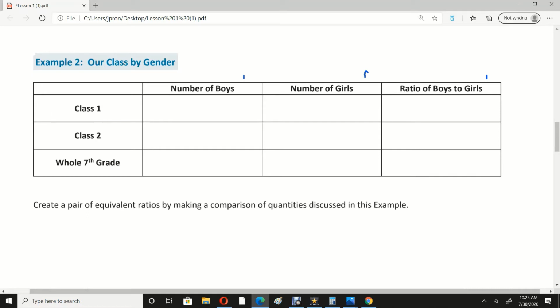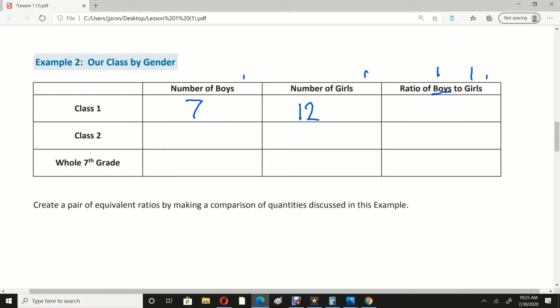So in class 1, the number of boys was what? I don't know. This is a small school, right? So let's say there's 7 boys, and I don't know. Let's say that there are 12 girls in the class, right? So the ratio, and again, this is where the order matters, right?